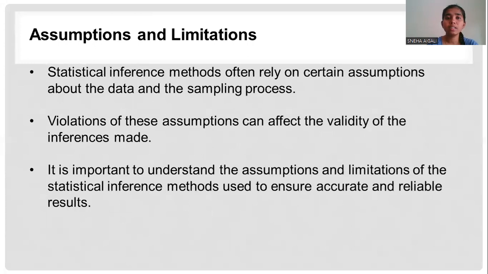So next up are its assumptions and limitations. Statistical inference methods often rely on certain assumptions about the data and the sampling process. Violation of these assumptions can affect the validity of the inference made. It is important to understand the assumptions and the limitations of the statistical inference methods used to ensure accurate and reliable results.